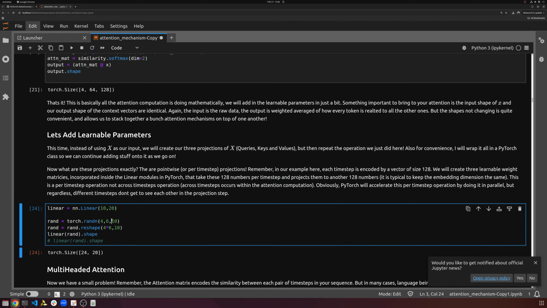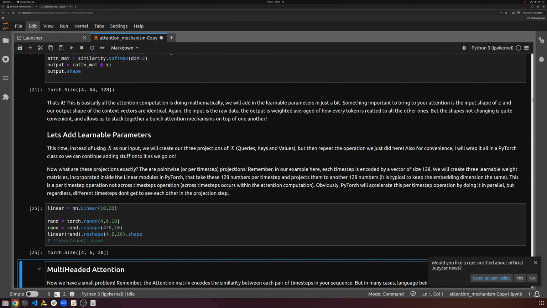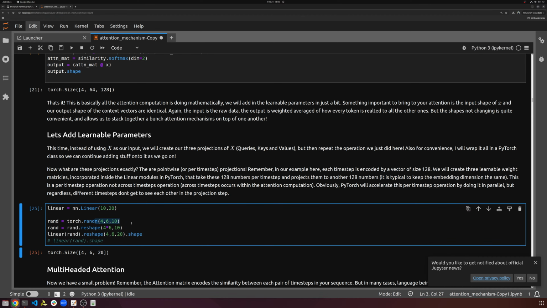So I've taken every single one of our embedding vectors here, projected them to a vector of length 20 from the original vector of length 10. And then I can go ahead and just reshape back to 4 by 6 by, in this case, 20. So what did I just do? I took my tensor of batch by sequence length by embedding dim. Because this is a token-wise operation, we don't really care about the sequence. We just want to apply the exact same linear projection on all the tokens independently.